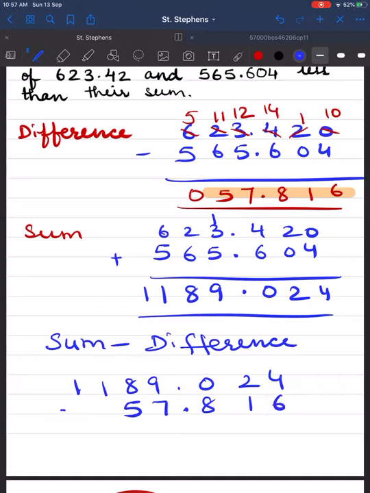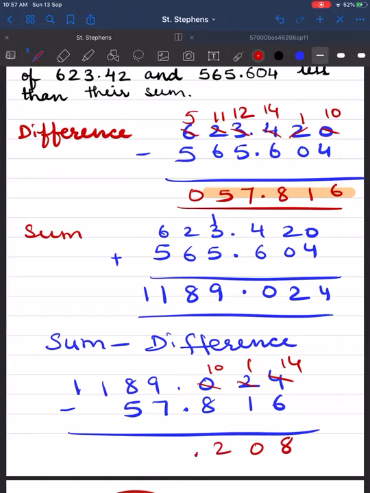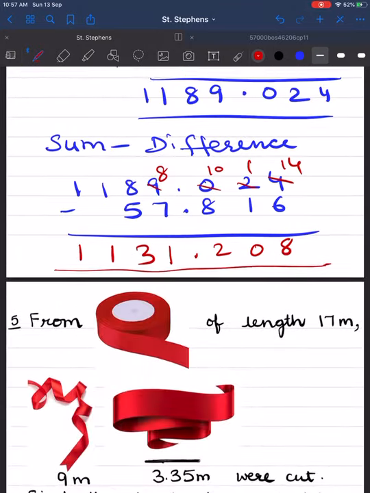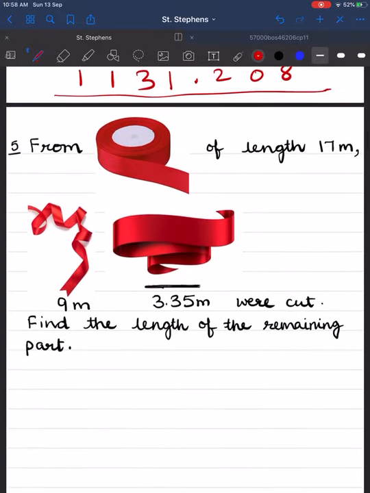Now let's subtract. So here 14 minus 6 is 8, 1 minus 1 is 0, 10 minus 8 is 2, decimal below decimal. Here 8 minus 7 is 1, 8 minus 5 is 3, and here we get 1, 1. So we get 1131.208.